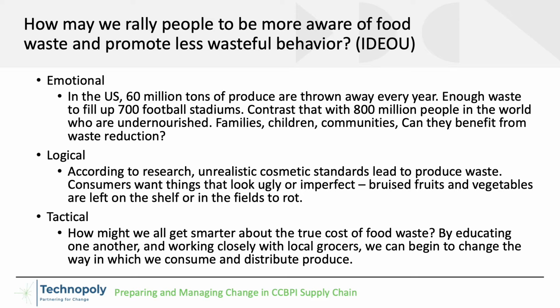The second part would be to introduce some logic or some numbers. And you can cite researches like, according to the standards that's being used when we look at our produce, we don't even want to buy a banana that is not perfect. And when it's imperfect or ugly, we throw it away, even though it's not bad. And finally, tactical could be to look at how can we start doing something now. We need to be able to challenge our movement, our people in the movement, to begin to change the way we do things now.